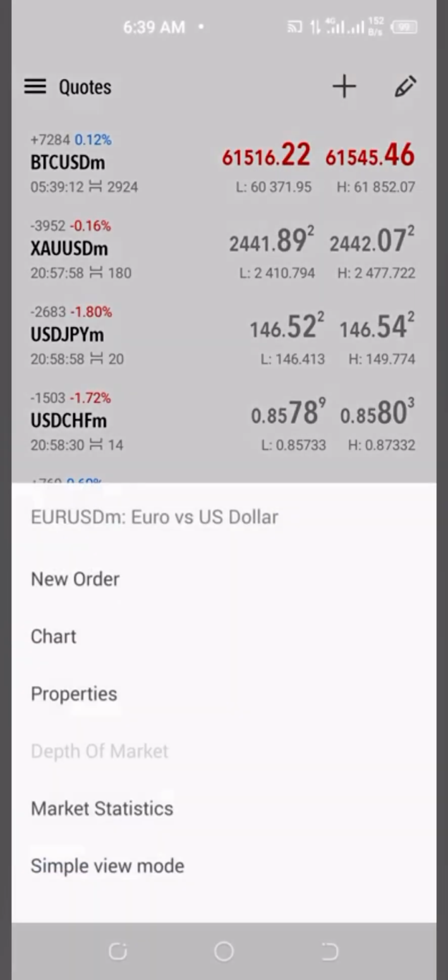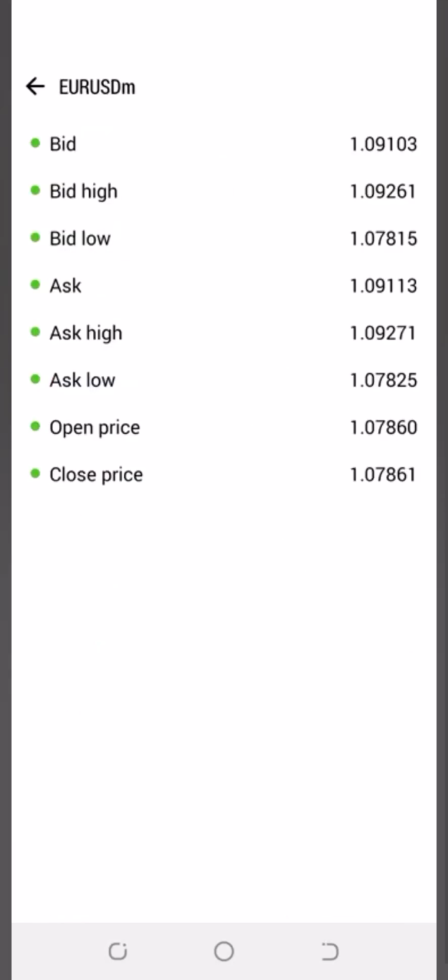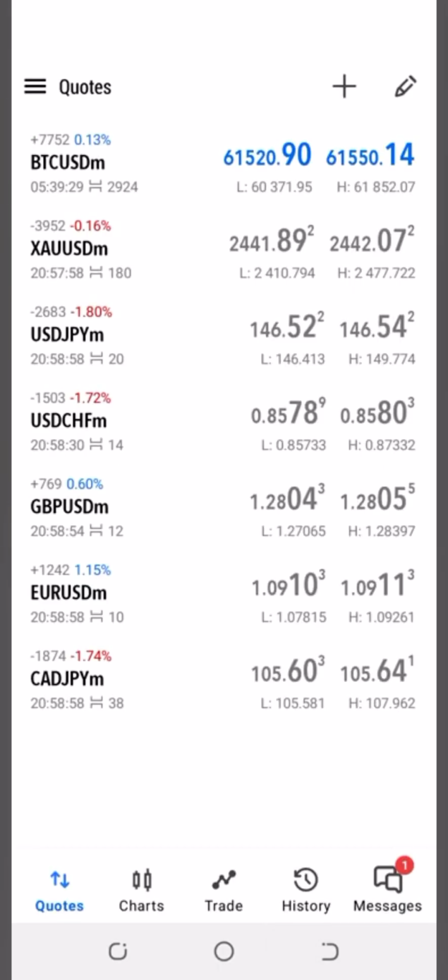Then we also have what we call the market statistics. The market statistics is a breakdown of the pricing information. We have the bid high, bid low, ask high, ask low, open price, close price, and all of that. All those are not so necessary as regards what I'm trying to pass across to you.